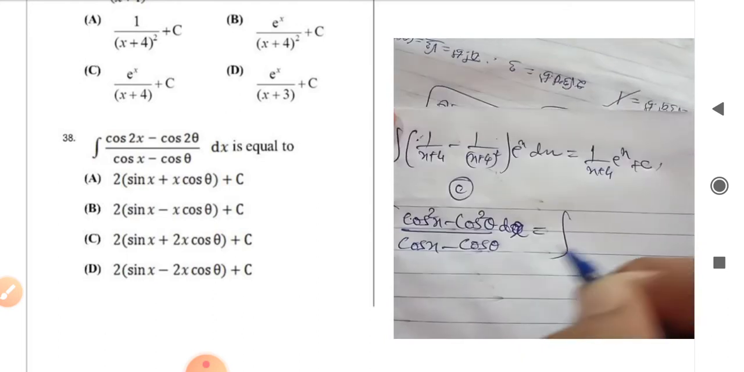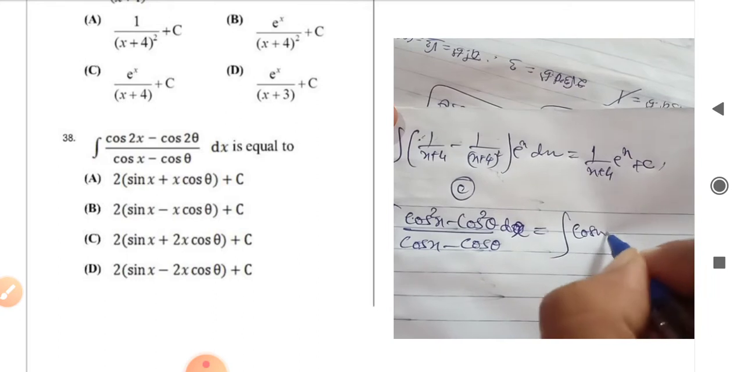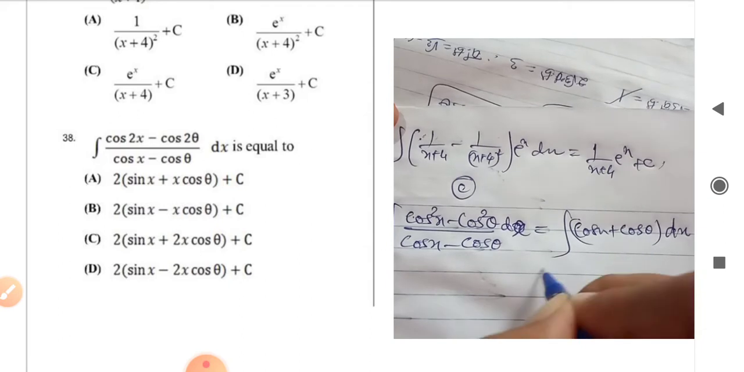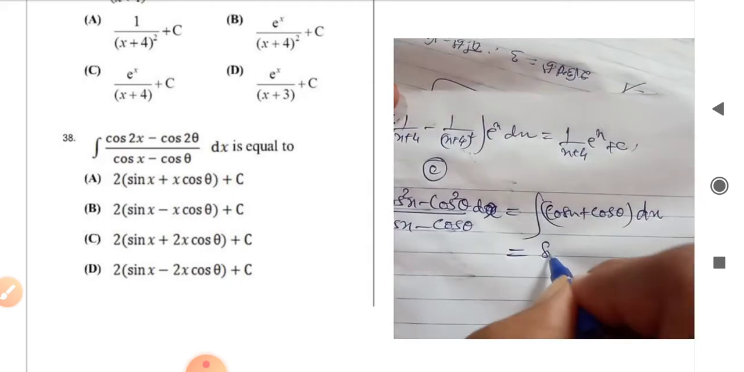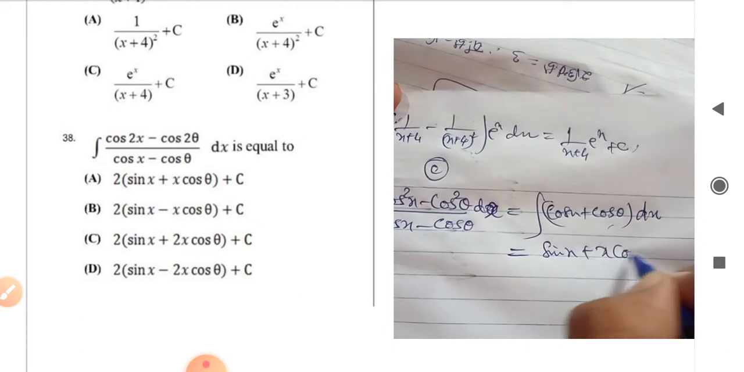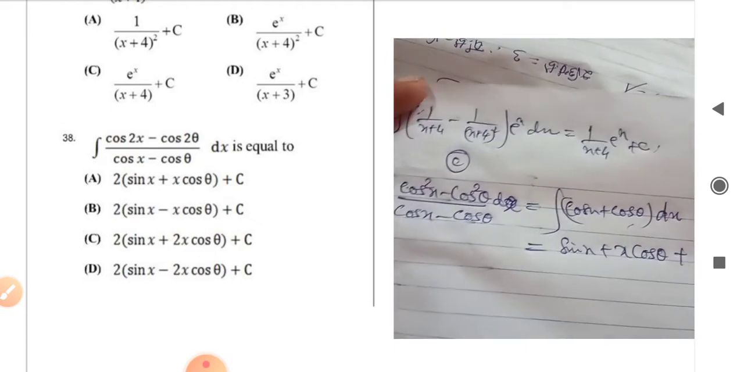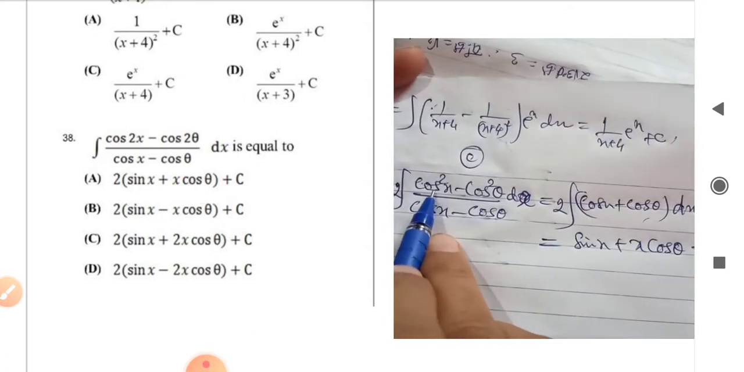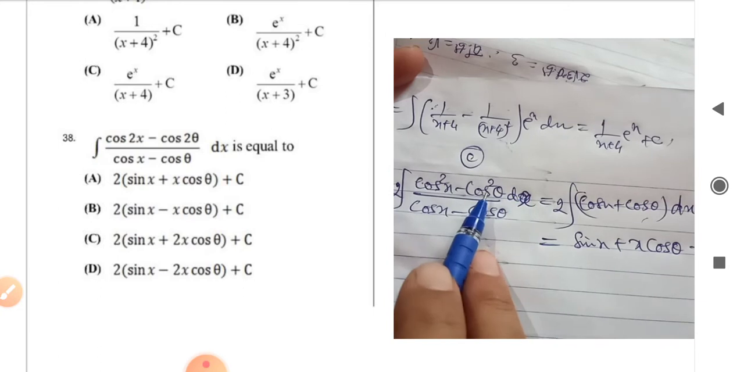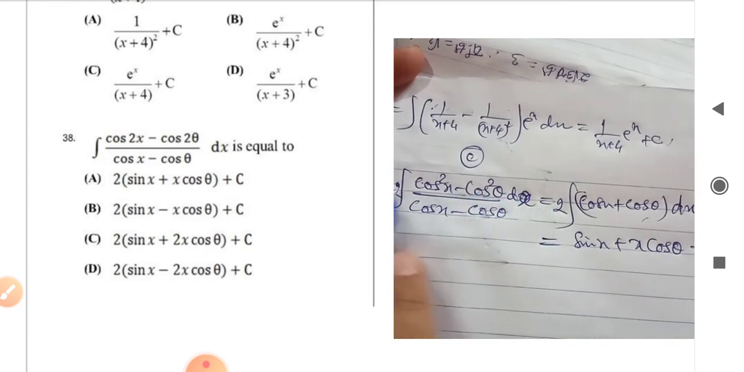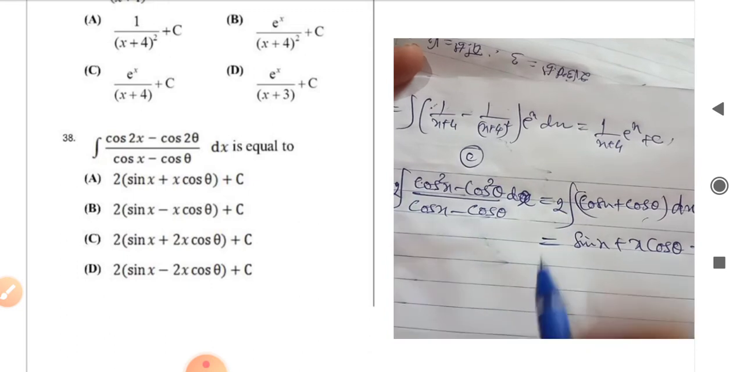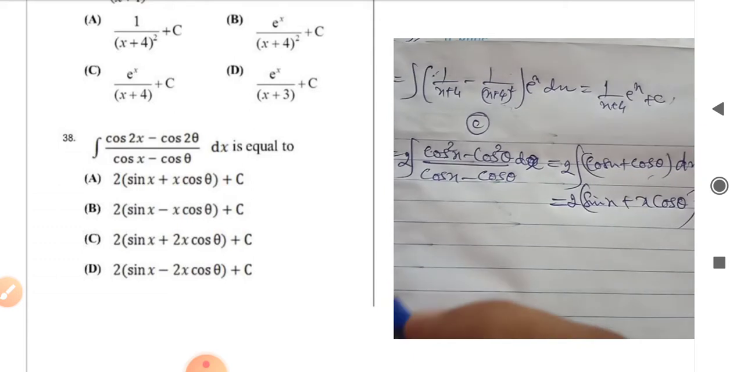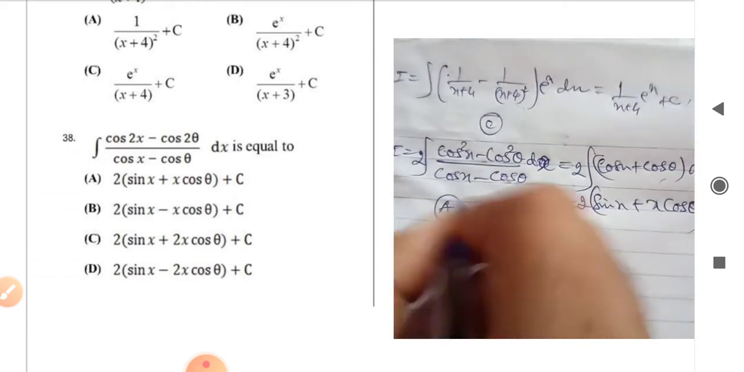So this is equal to cos x plus cos theta, correct, dx. So finally you get this one as sin x, and this is constant, x into cos theta plus c. So you get the answer for this question. Sorry, it is two times, because you know very well cos 2x is 2 cos square x minus 1, cos 2 theta is 2 cos square theta minus 1. So minus 1 plus 1 cancel, 2 remains common. So it is 2 in the bracket, sin x plus x cos theta. So 38th one answer becomes A, it is correct.